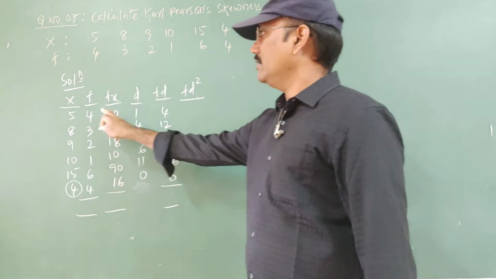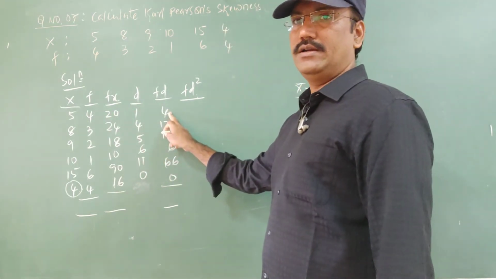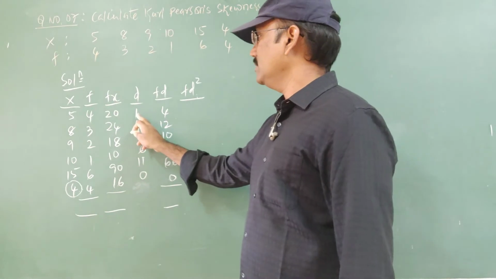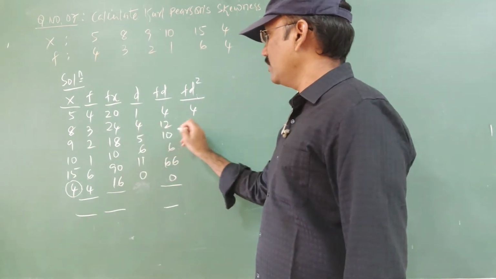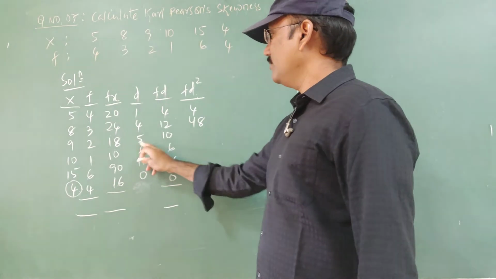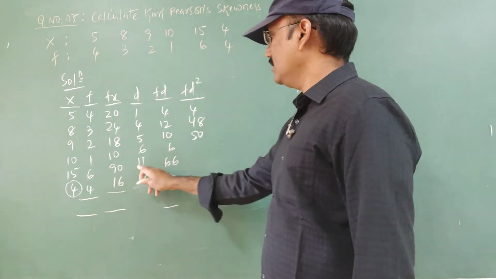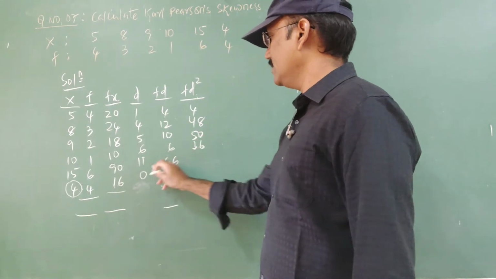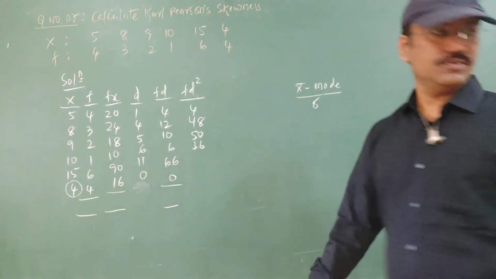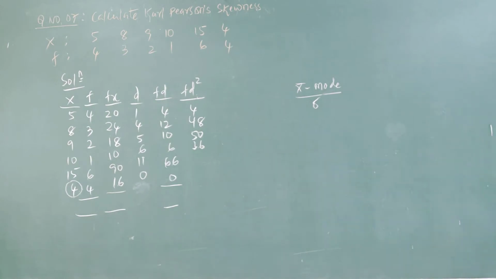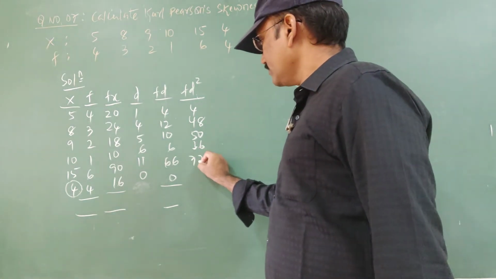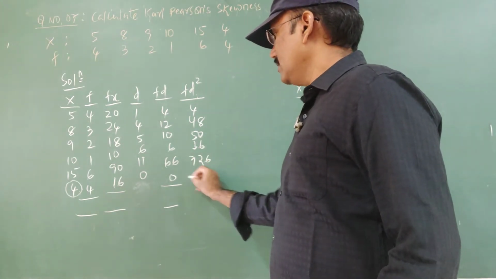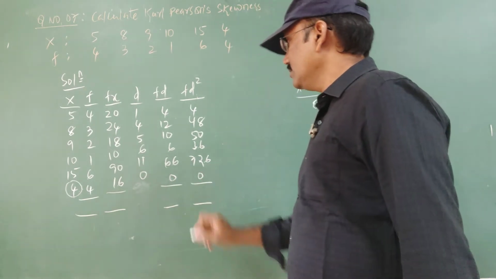Now we need to multiply d into fd. That is 1 into 4 is 4, 4 into 12 is 48, 5 into 10 is 50, 6 into 6 is 36, 11 into 66 is 726, and 0 into 0 is 0 only. So this was the total.